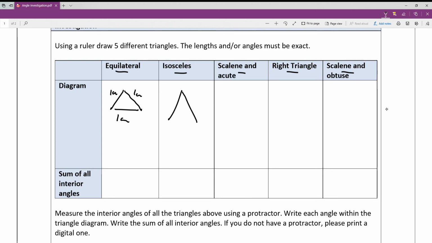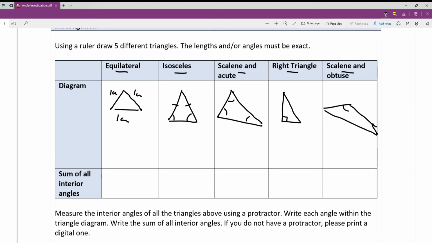Isosceles has 2 of the same lengths and also 2 of the same angles here and here. Scalene has all different side lengths. And then it says acute, so you have to make sure at least the angles here are acute. Right triangle we're familiar with, just to make sure there's a 90-degree angle. And then scalene and obtuse, you're going to get at least one angle that's obtuse. And an obtuse angle is an angle that's greater than 90 degrees. Okay, so there's our obtuse angle right there.